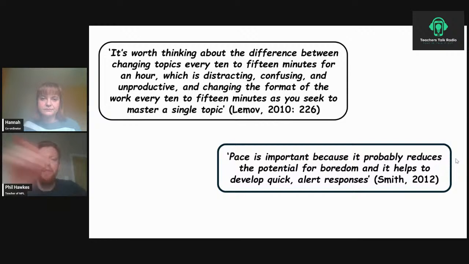The first one at the top left is from Doug Lemov. He's not talking about MFL teaching per se, but I think this really does apply to an MFL lesson. What he's saying essentially is that you don't want to switch from topic to topic within a lesson because that's confusing. You want to stick on the same topic and have the same goal by the end of the lesson, but you want to change up subtly how you're delivering that.